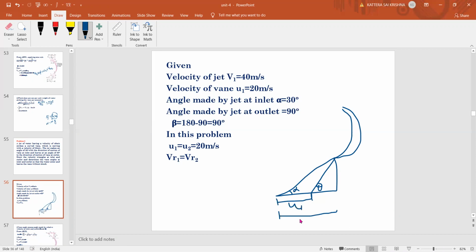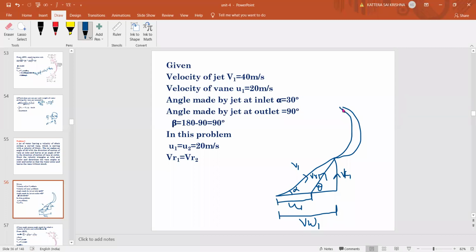The horizontal component is VW1. Yes, I'm drawing a little bit fast. So this is V1, this is VR1, and VF1. So this is VW1 minus U1. So this is the inlet triangle.